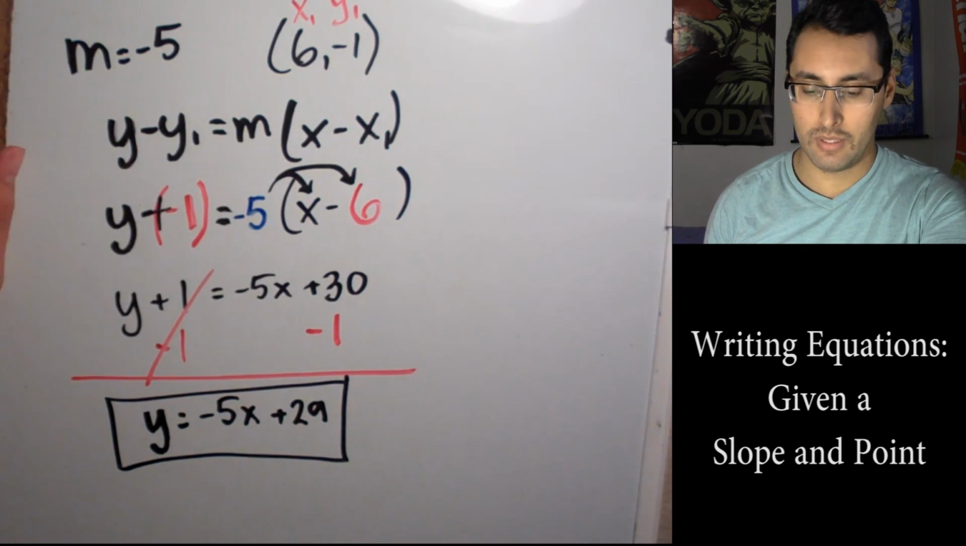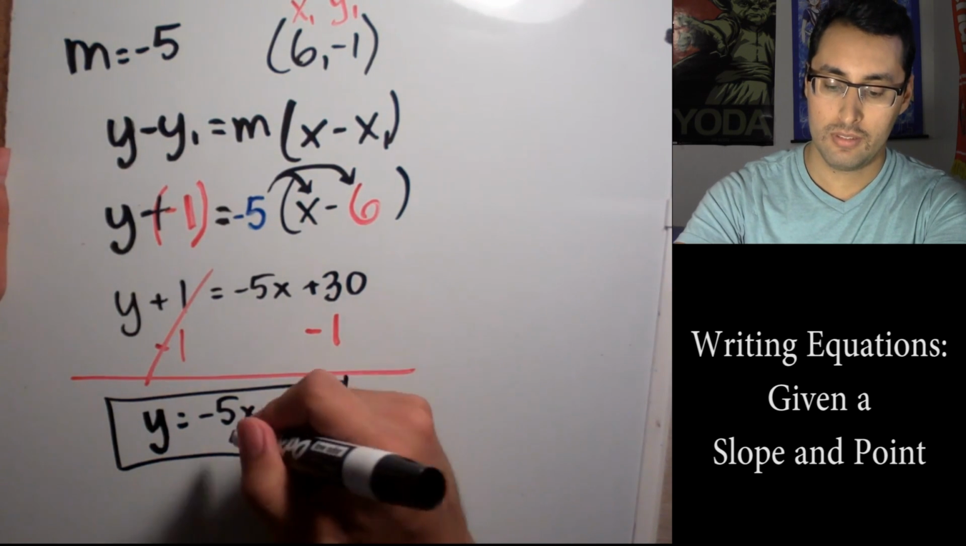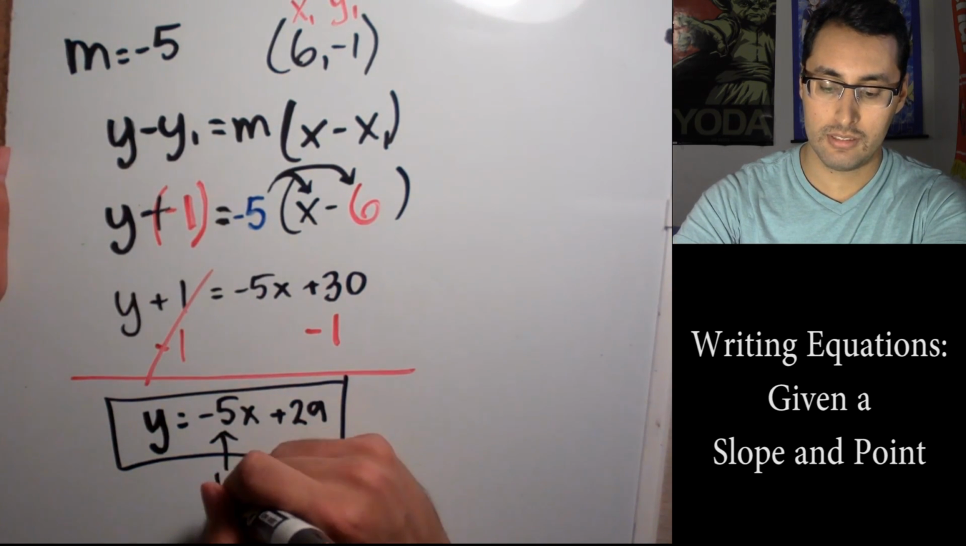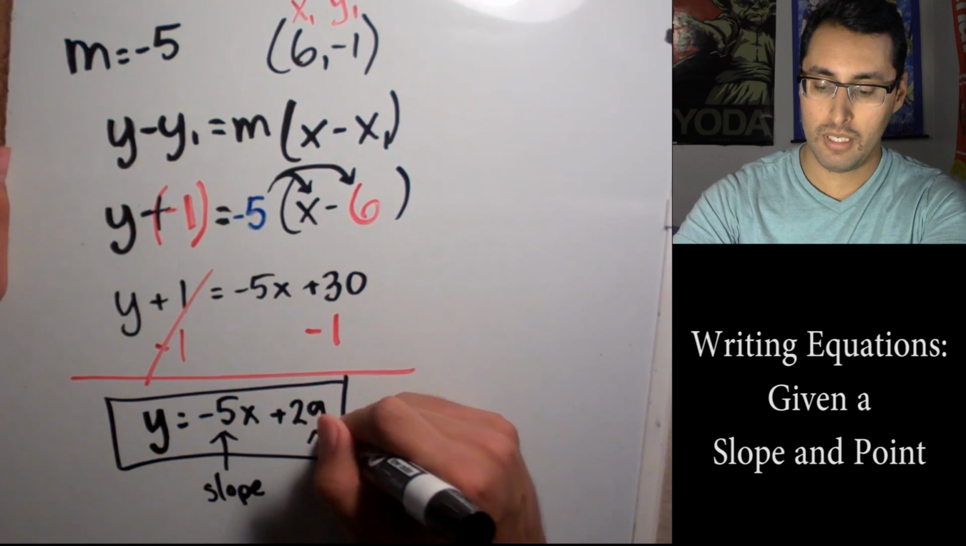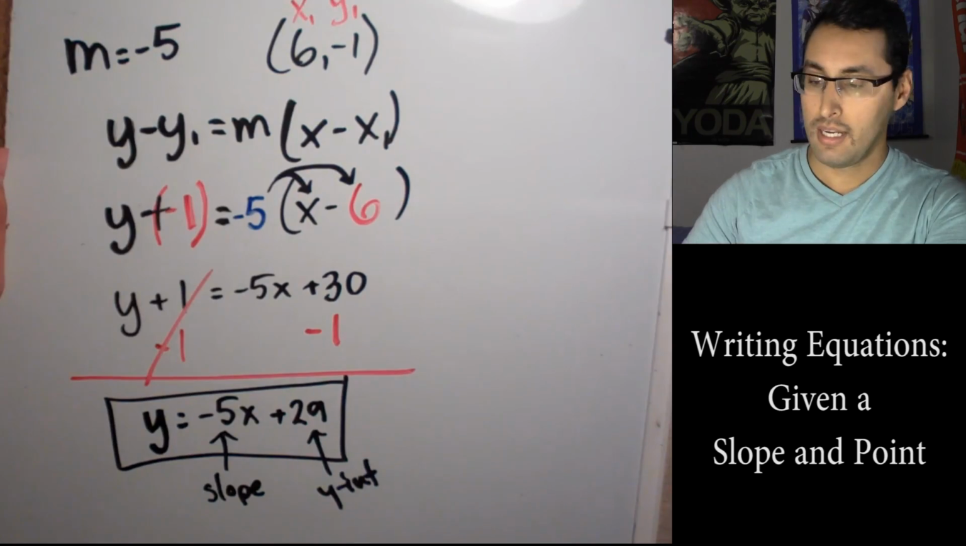Alright. And that's the equation in slope-intercept form, where I have my slope, right over here, it's the number that's in front of x, and my y-intercept, where it crosses the y-axis. Okay, and the last example.